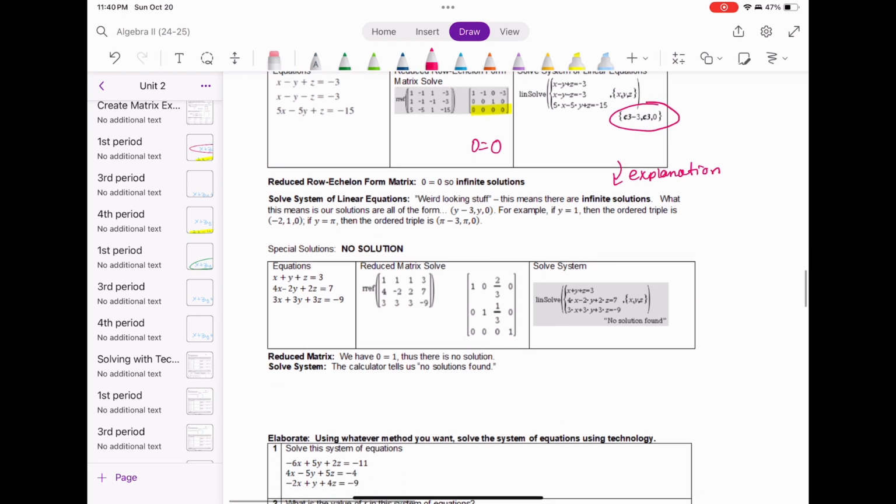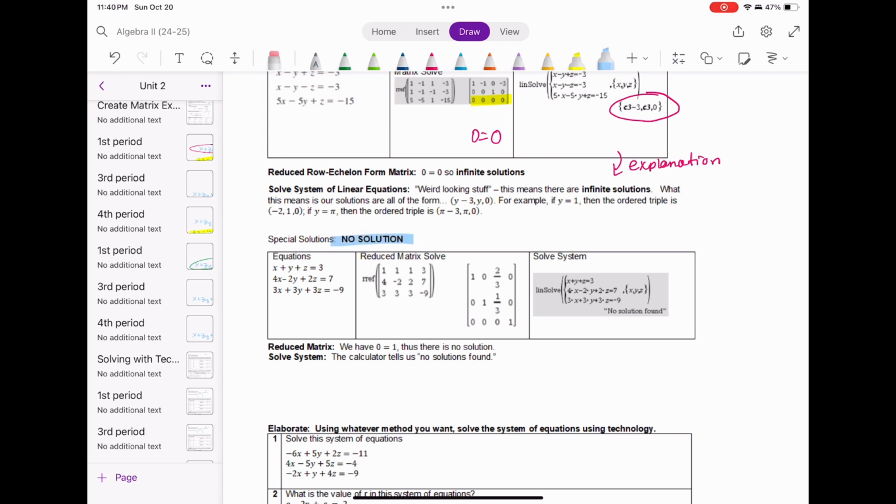You can also get no solution. Again, from the matrix, you're going to get the last row saying 0 equals 1. But from the TI, you're literally going to get a message that says no solution.